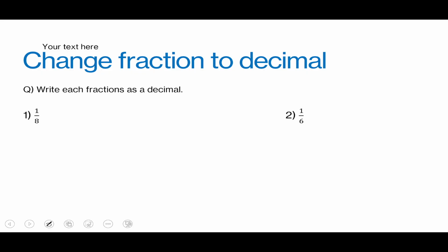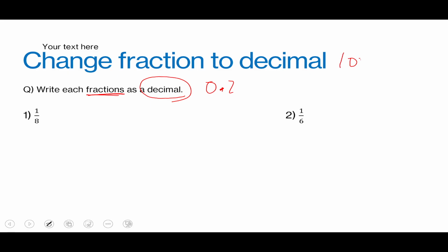Changing fraction to decimal. So we have two examples, 1 over 8 and 1 over 6. How can we write fractions as a decimal? We know decimal is any number that has the decimal point, the point. For example, like 0.2 is a decimal, okay? Now, 1 over 8. The first step to change fraction to decimal, we need to use long division.